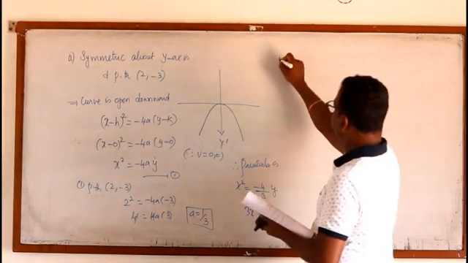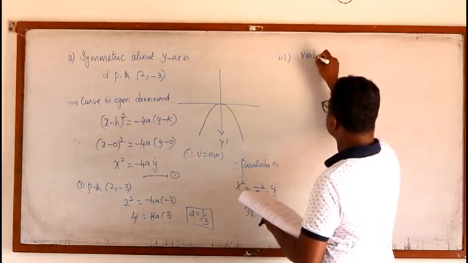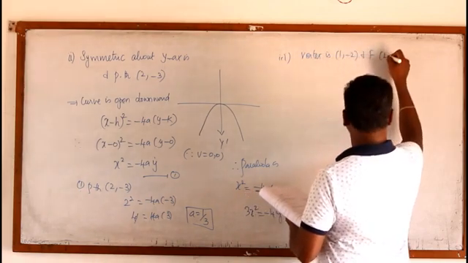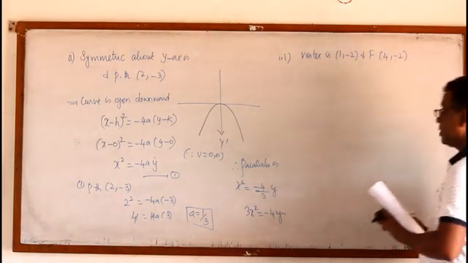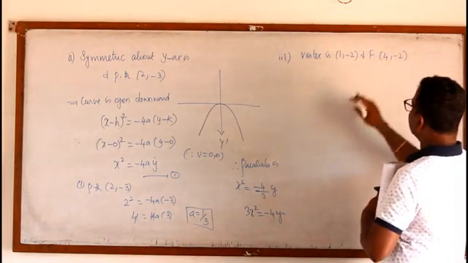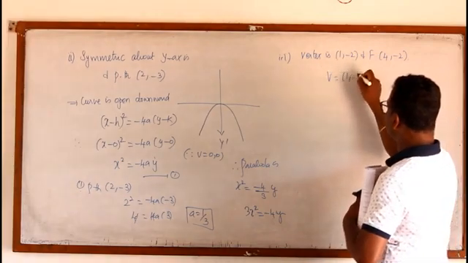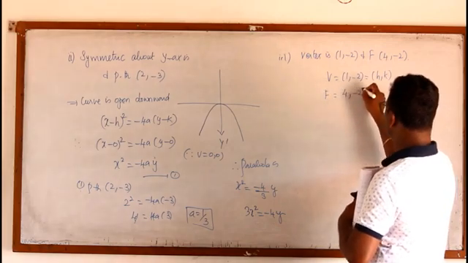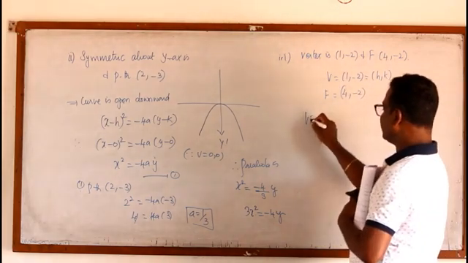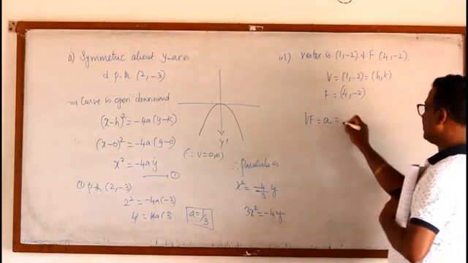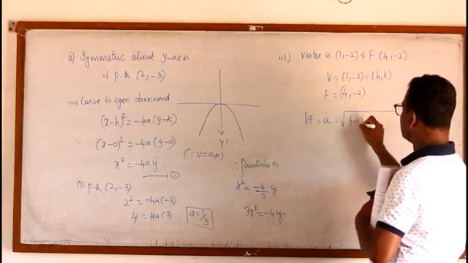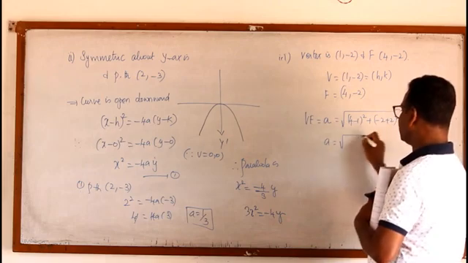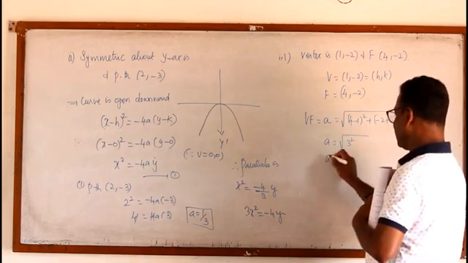Now we shall go to the third problem. Vertex is (1, -2) and the focus is (4, -2). Now, the vertex is (1, -2), that is our (h, k), and the focus is (4, -2). We know VF is a, isn't it? So first we should find the value of a. It is √((4 - 1)² + (-2 + 2)²), so a = √(3²), a = 3.